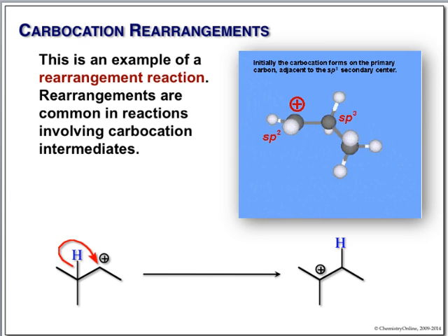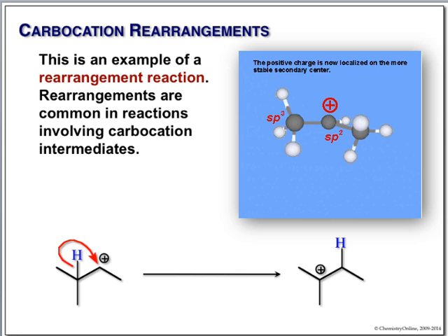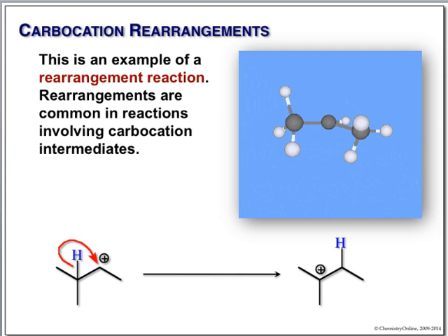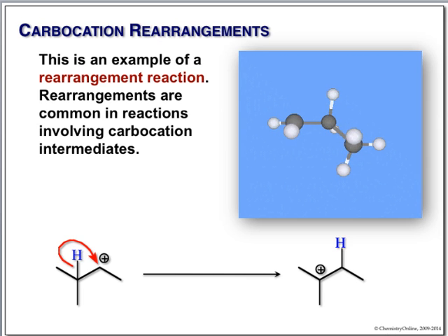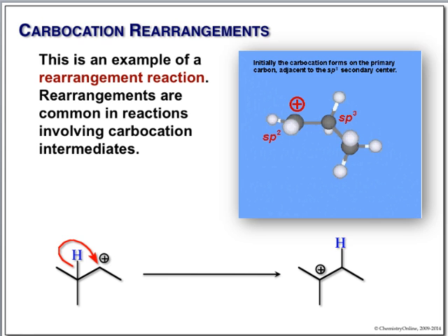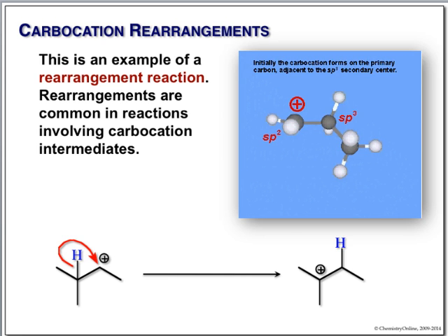Now, isn't that just so very nice and simple? Hydrogen with its electrons just simply slides over from one to the other to give us the more stable carbocation. So to here with a primary carbocation, slide the hydride over, and now it's secondary. Doesn't that make sense when you look at it that way? Any questions?